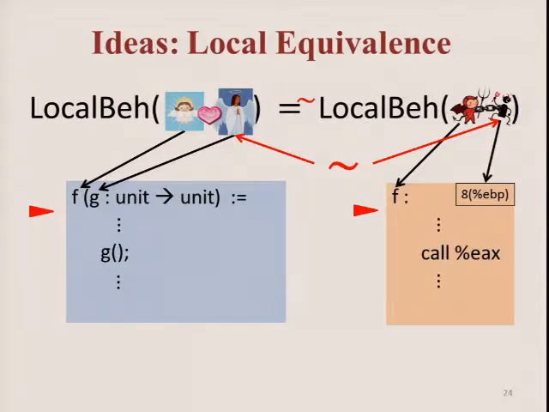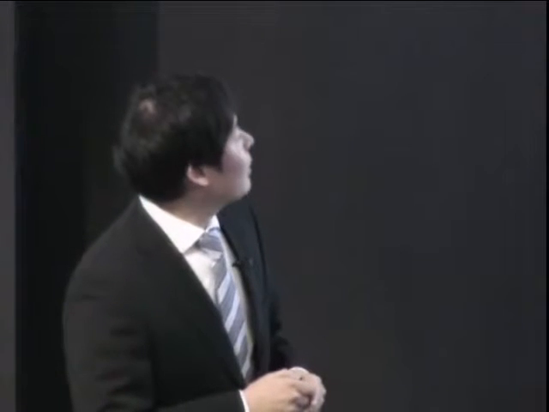I will explain the notion of local equivalence using an example. Assume this function is this high-level function f, which takes a callback function, and this function is some assembly function f. This callback function argument is passed in as g, and this one will be passed in somewhere in the store, in the stack, sorry. And we assume that these arguments are related by global equivalence. That's an assumption of my parametric bisimulation, right?